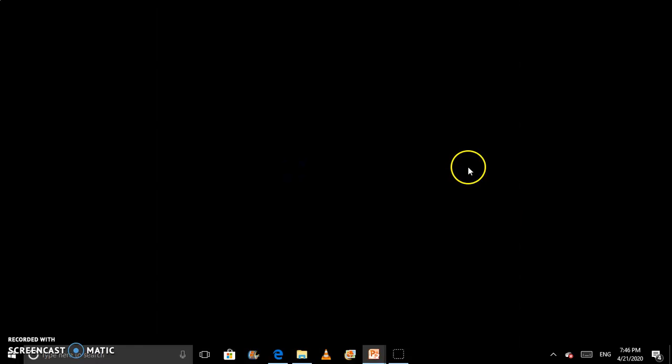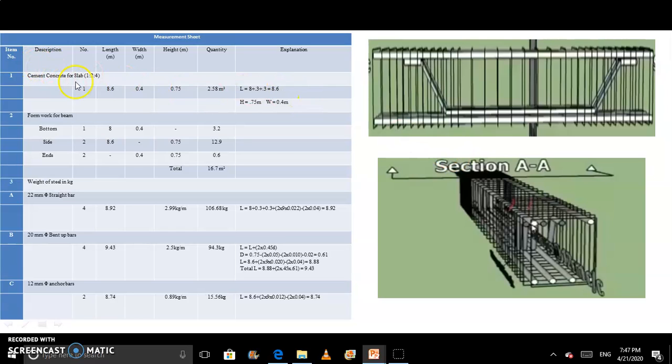So now we have to go to our measurement sheet. How do we find the quantities for beam? First we have to find the concrete. The concrete for beam is 1:2:4. Please cut this. This is not the slab, this is the beam. 1:2:4. So we have one beam, so we have to find the length and width, because we have to do concreting in our beam. So this is our length and this is our width.